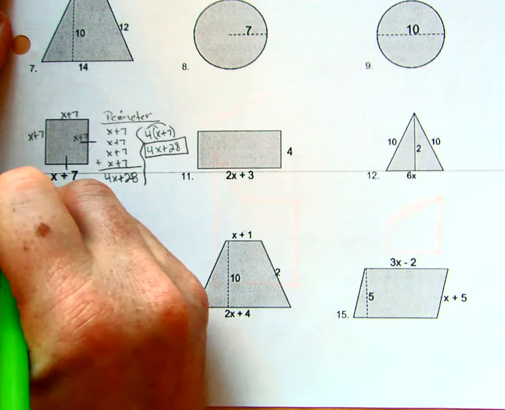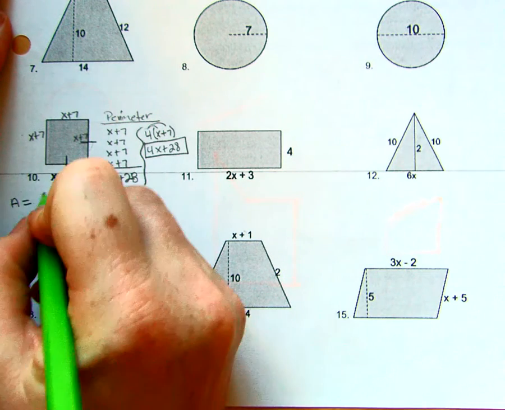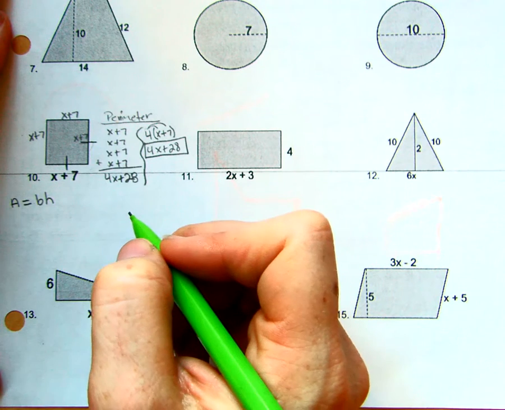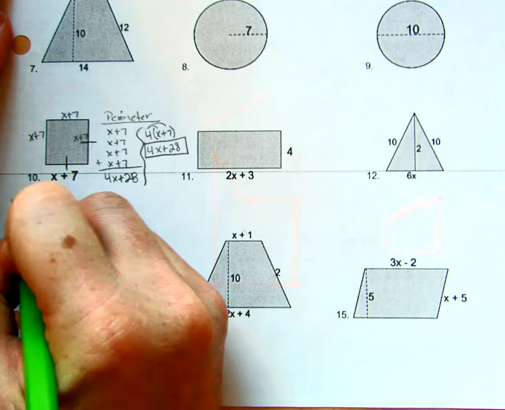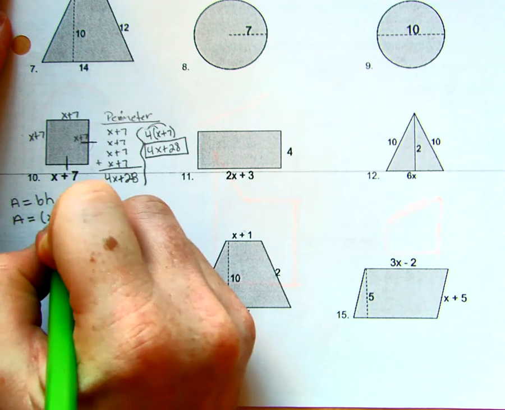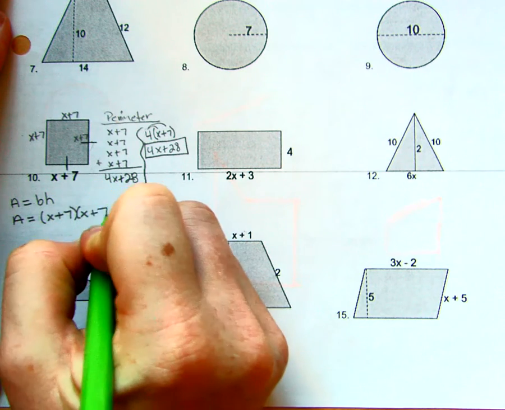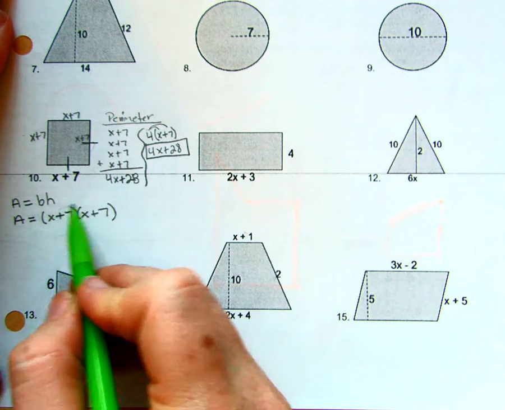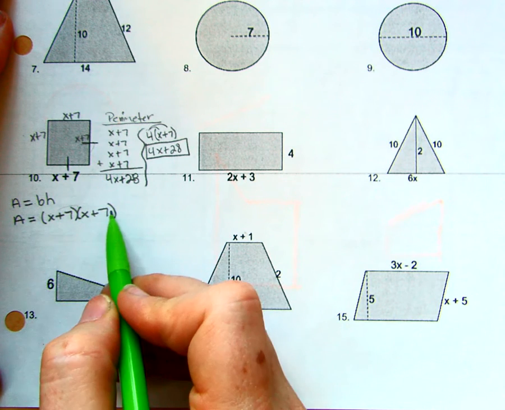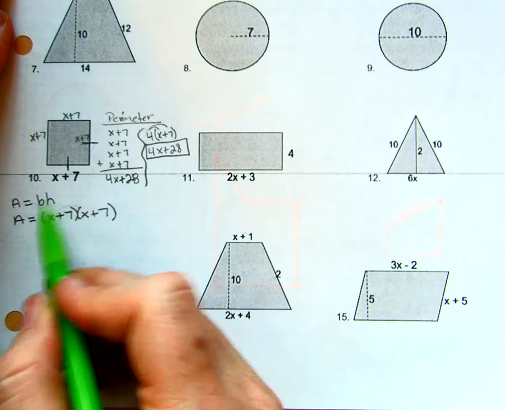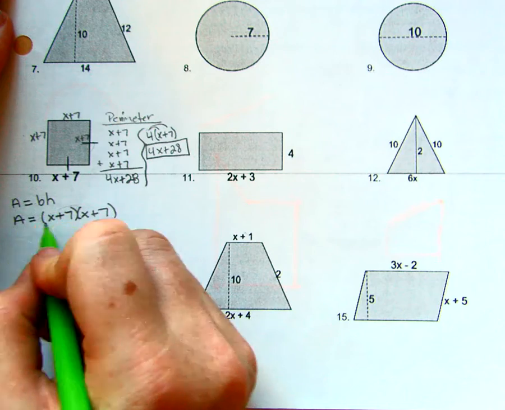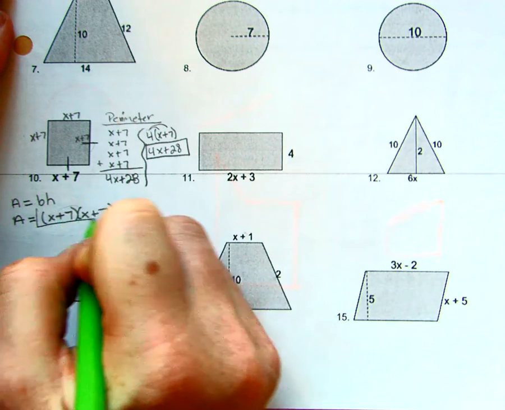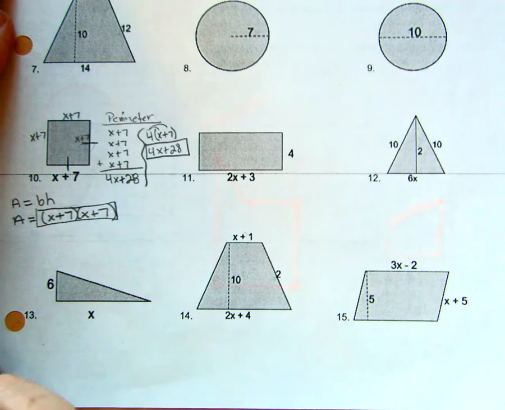And then your area for this figure, you've got base times height, and I'm going to leave it as x plus 7 times x plus 7. We haven't talked about how you multiply binomial times binomial. If you'll remember, there's like 4 multiplication problems that have to happen here, but we're going to talk about this when we come back from Thanksgiving break. So we're going to leave it like this. So let's call this the area.